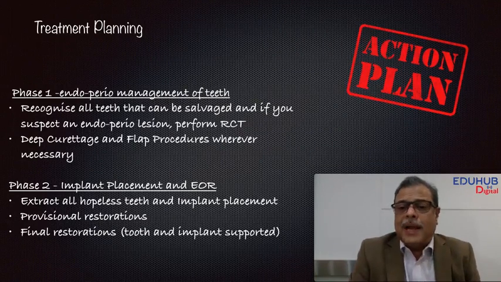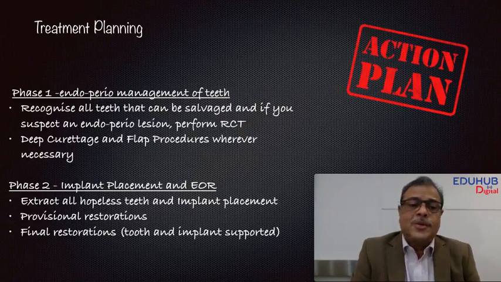So what is the action plan for this case? Of course, first is to recognize all the teeth that can be salvaged. Make a comprehensive plan to save them. Good periodontal therapy and endodontic therapy as well. Deep curettage, flap procedures wherever necessary. Extract all hopeless teeth and place implants. Make provisional restorations to stabilize.